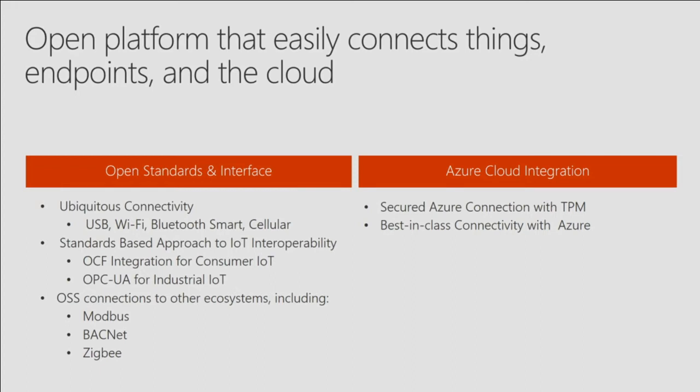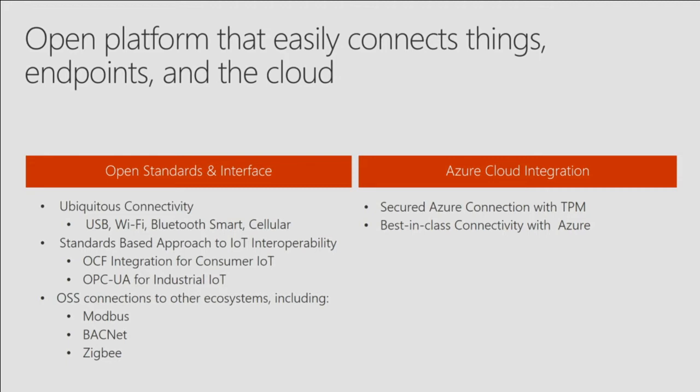So as an open platform, Windows IoT really allows you to connect to your devices locally, local hardware peripheral devices or legacy devices. We have connectivity things like USB, Wi-Fi that everyone has, Bluetooth, cellular, or you can also use industry standards like OCF or OPC UA. For other legacy protocols like BACnet, Modbus, Zigbee, you can have protocol translators that work on Windows IoT as an adapter.